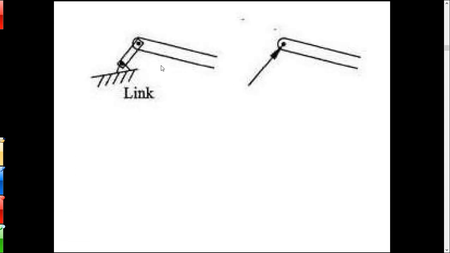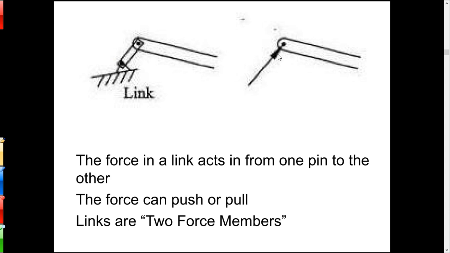Now a linkage is like a cable in that if you know the direction between the two pins on the linkage, the pins being right here and here, you also know the direction of the force. It goes between the two pins. Now linkages are a little different though in that they can push or pull. Because links only have forces exerted on the pins, they're sometimes called two force members, and the force runs between the two pins. We'll come back to that when we do trusses.